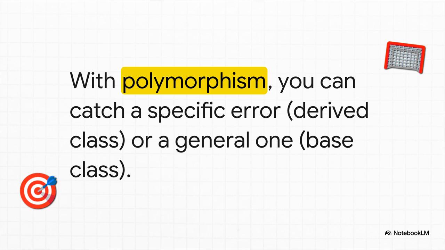So why does this family tree matter so much? It's because of a programming principle called polymorphism. It basically means you can choose how specific you want your safety net to be. You can set up a tiny net that will only catch an arithmetic exception, or you can set up a much bigger net to catch any kind of I/O exception, or an even bigger one to catch absolutely any exception that comes along. It gives you incredible control.